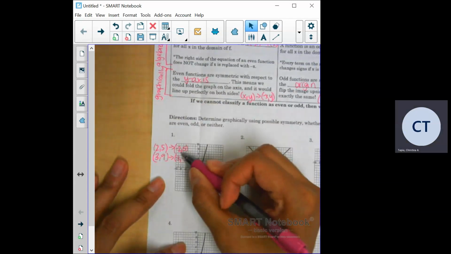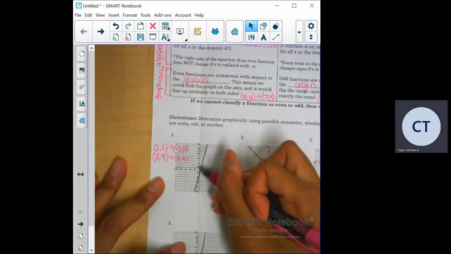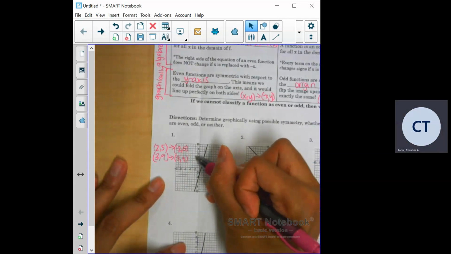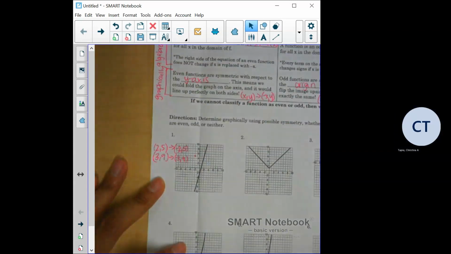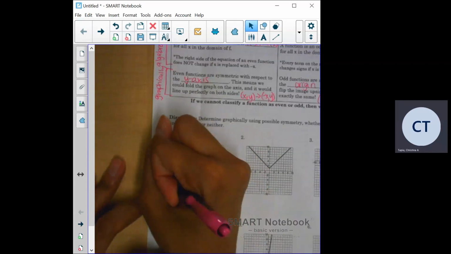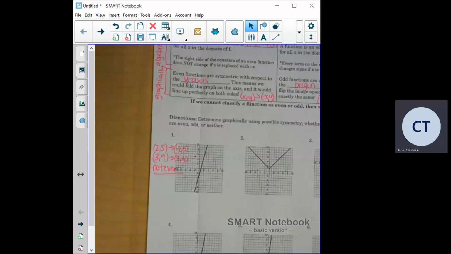All I want to do is see if these points that I've just written are on this black graph. So at -2, 5, that's right here. Is this pink dot on the black graph? No, it's not. So that means right off the bat, it's not even. If those points that we just wrote are not on the graph, that means that it's not even.